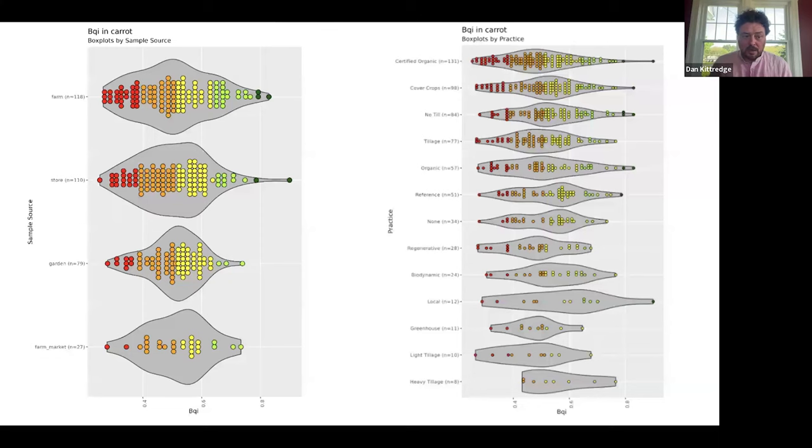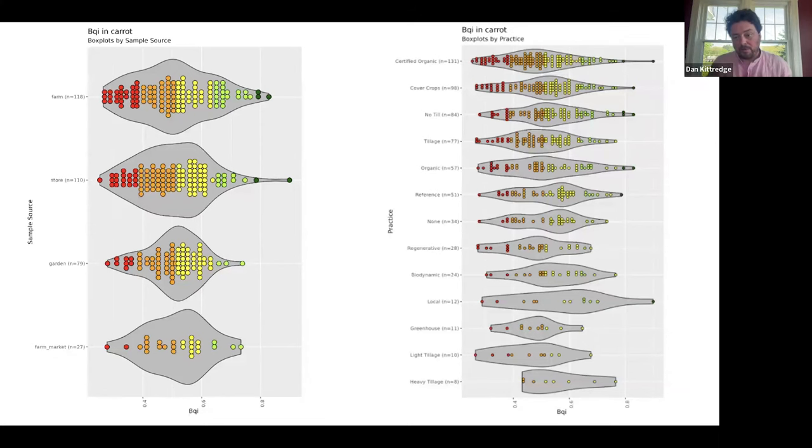The store is the next one. This would be people who bought carrots off the grocery store shelf. It looks like a fairly similar distribution to the farm, to the people who grew them themselves and sent them in. Garden is the next one. This is people who grew carrots in their garden and sent in samples. Just because you grew carrots in your garden does not mean that they are nutritionally superior. What we see here is some of them in the bottom 20th percentile, a bunch in the 20 to 40 and 40 to 60, a couple in 60 to 80, but none in 80 to 100, for people who were growing carrots in their garden.